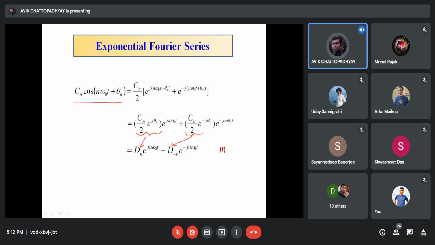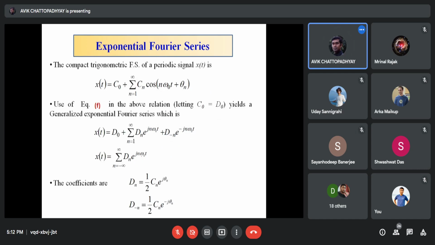So this is for positive values of n, and the next one is for negative values of n. That means the negative coefficient, corresponding to the frequency components, of course. In this way, we have represented the compact trigonometric Fourier series as an exponential Fourier series. It directly comes from this by using Euler's relation.